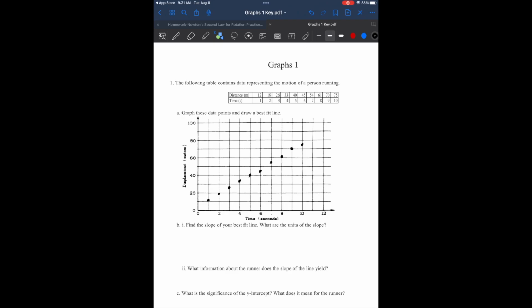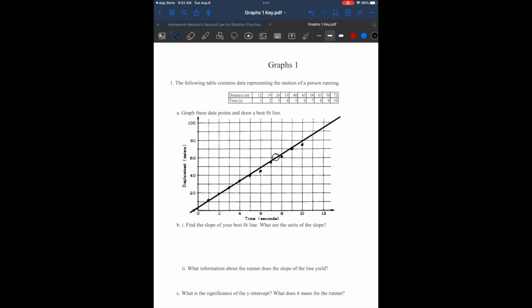Go beyond the graph, as far as you can go on both sides, and it's going to be your best fit line. Don't force it through the origin. Don't force it through any points. I would have liked my line to be a little bit lower, but I don't hate it. I can kind of accept where it is.